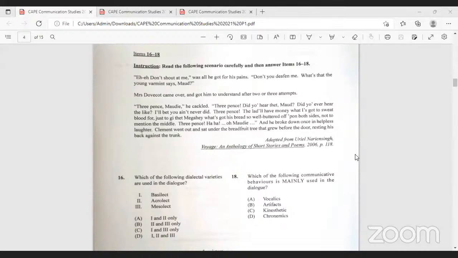So yeah, it's taken from an anthology of short stories written in Trinidad. Also looks like it's interspersed with some American. Which of the following dialectal varieties are used in the dialogue? Basilic, acrolect, mesolic.